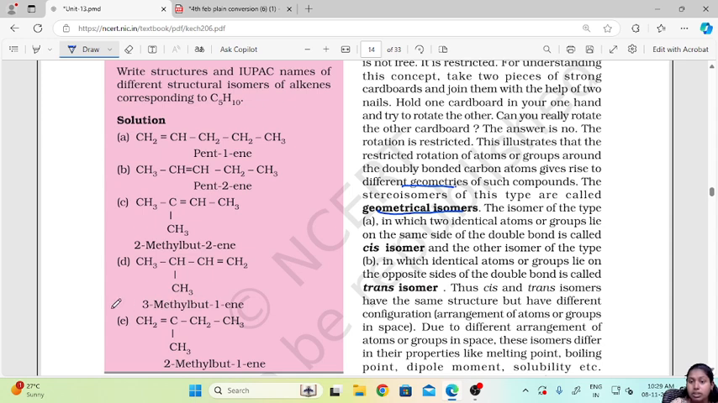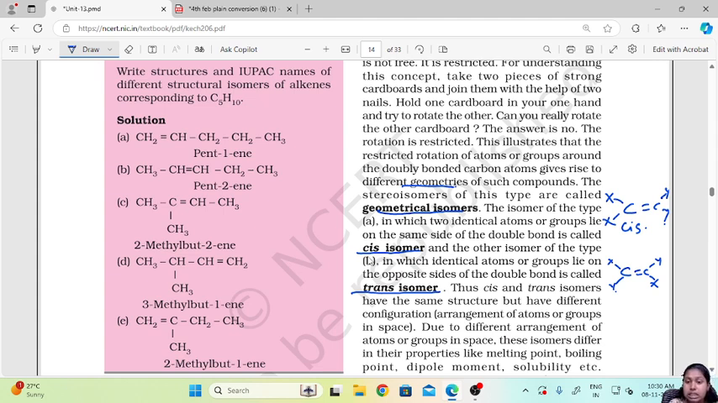Now the isomer of type A, in which two identical atoms or groups lie on the same side of the double bond, is called the cis-isomer. Okay, when both the molecules are present on the same side of the carbon-carbon double bond, these are called cis isomers. When they are present opposite to each other, they are called trans isomers.